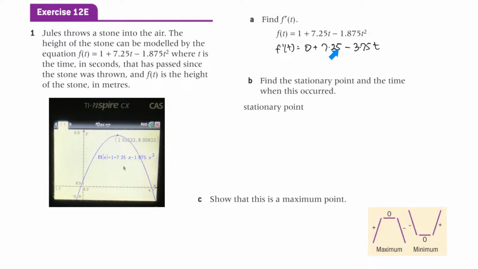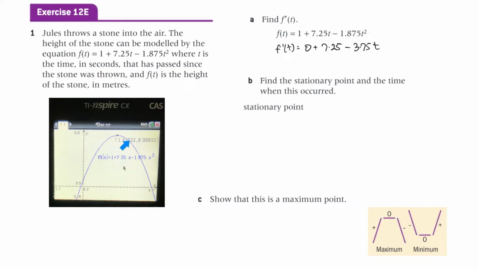That's 1 times 7.25. T becomes t to the 0, which is 1, minus 2 times 1.875, which is 3.75, and the t here becomes 2 minus 1 at the top, so that would be t to the 1 power, which is t. B, find the stationary point and the time when this occurred.